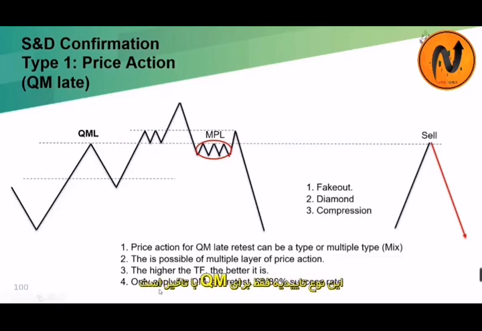This only applies to QM late retest, and the success rate is 60 to 80%. It's quite high, provided you have backtested it. If not, you tell me, I don't know where I can't see the fake out, the diamond, or the compression. There's no point going into this kind of trade, because you can't even know where the QML is, where the MPL is, and of course you do not know what the price action is. So this is the first type of confirmation.